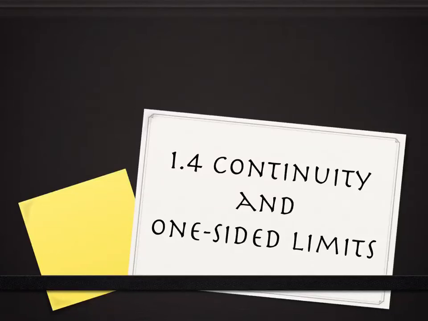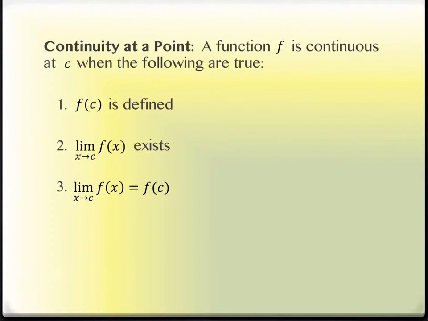All right, 1.4, we're talking about continuity and one-sided limits. And the first type of continuity we're going to talk about is continuity at a single point. So if we have a function that's continuous at C, it is continuous at C when the following are true. These are the three conditions that we need in order for a function to be continuous.